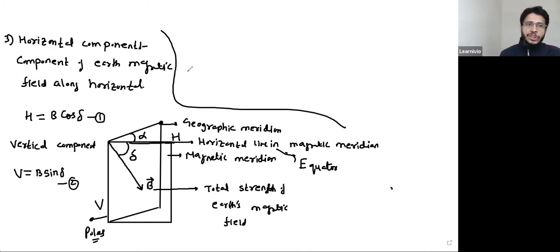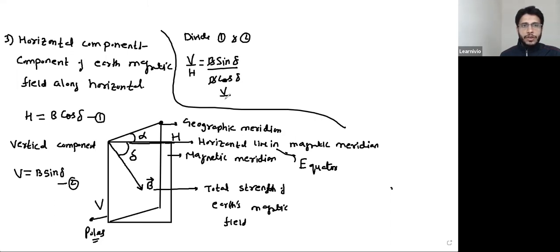Now we can take the ratio of these two components. If I divide 2 by 1, then you can write V by H is B sine delta by B cos delta, B gets cancelled out. V by H comes out to be tan delta.